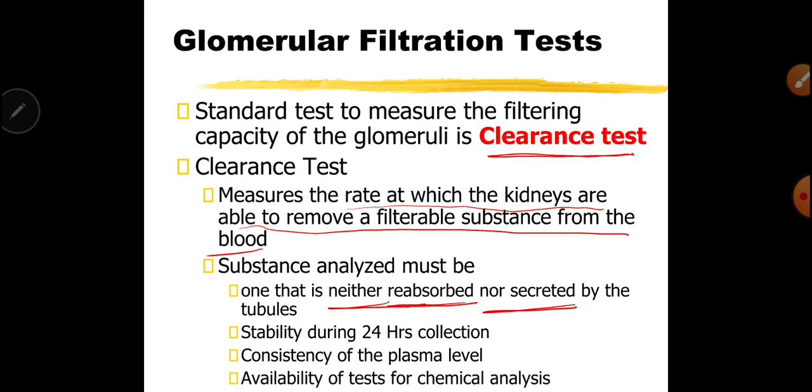So we need an analyte that is only filtered by the glomerulus and not reabsorbed and not secreted by the kidney. It also needs to be stable during a long collection, like a 24-hour collection. It should have a constant concentration in the blood, and we also need a laboratory test for the evaluation. So the clearance test has some properties that should be included for the selection of a glomerular filtration test.